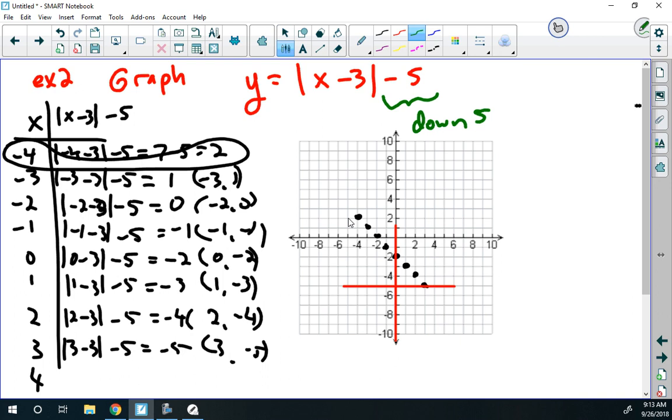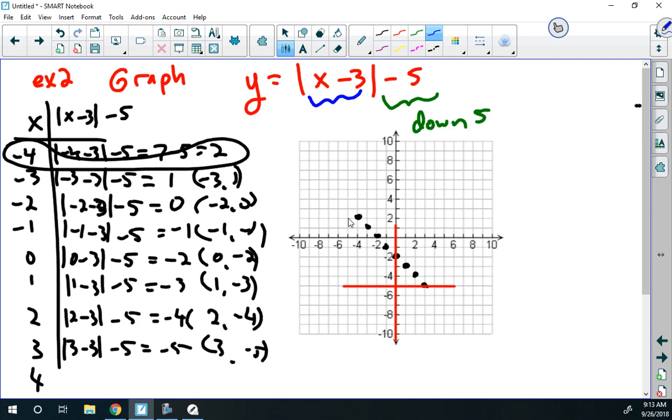Now let's look at the minus 3 in the parentheses. Je m'appelle Robert. My name is Robert. And my name is not Robert, but again, this is going to be a translation. Which way and how far? Well, we already got the down 5 established.